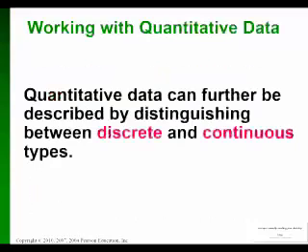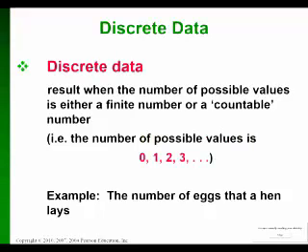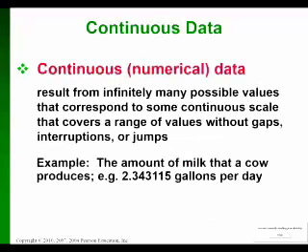Discrete data results when the number of possible values is either a finite number or a countable number, something you can count, like the number of eggs that a hen lays, or the number of people in this room, or anything you could count is a discrete data set. But a continuous data set results from infinitely many possible values that correspond to some continuous scale that covers a range of values without gaps, interruptions, or jumps.